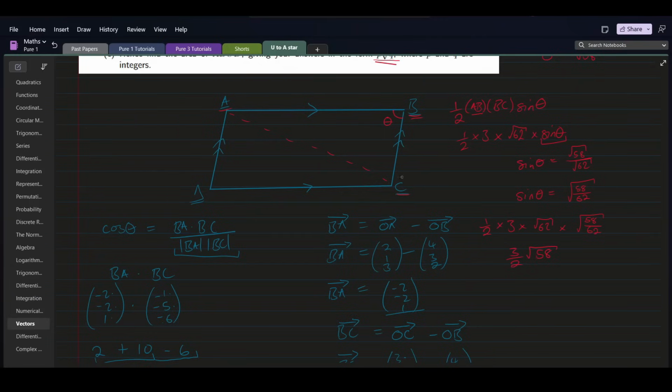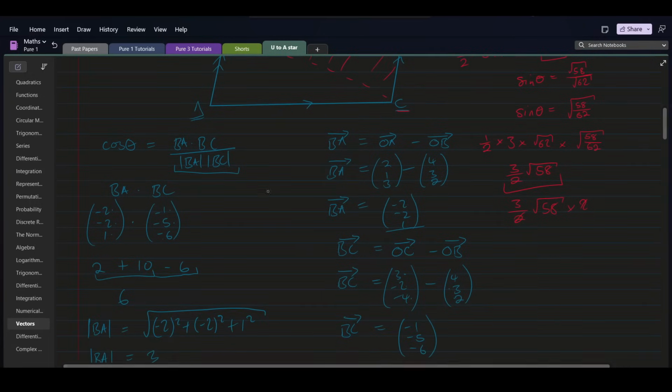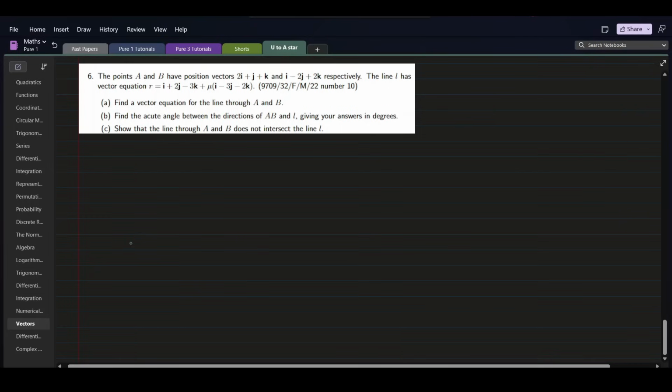Okay. But remember that what we have only found represents the area of this triangle over here. But we have 2 of these triangles, so that means we have to multiply by 2. So that's 3 over 2 root 58 multiplied by 2. So that 2 over there will cancel out, and we end up with the area of our parallelogram being 3 root 58, and that would be our final answer.